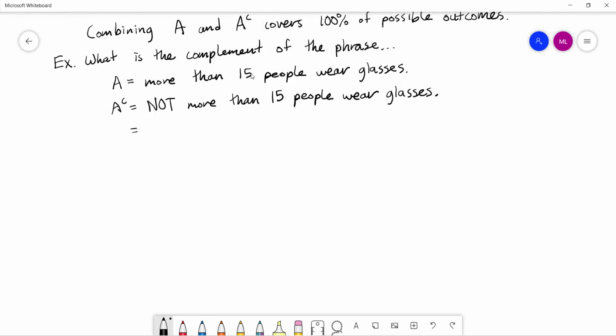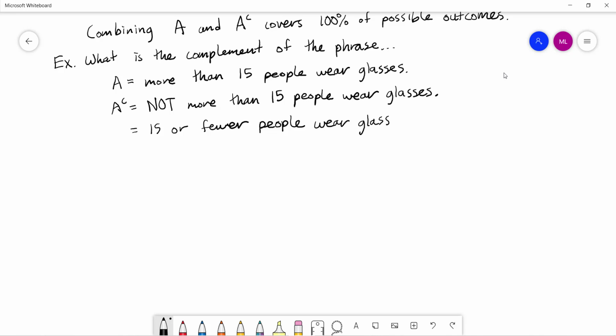This number itself, exactly 15. What if exactly 15 people wear glasses? Which of these two is going to be satisfied? Well, event A is more than 15 people wear glasses, but because it's more than 15, it doesn't include the 15 itself. It must be starting at the number 16. So this means essentially 16 or more. So a complement needs to be the thing that includes 15. So not more than 15 people wear glasses. A better way to phrase that would be to say 15 or fewer people wear glasses. That's a much more reasonable way to phrase this.